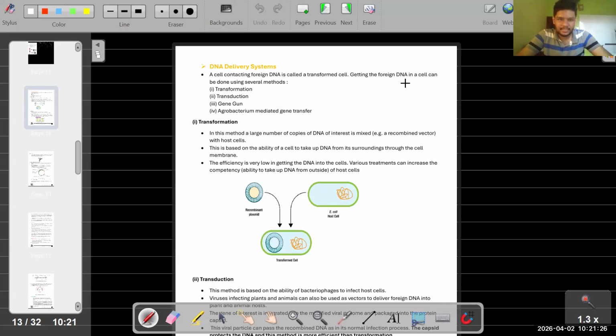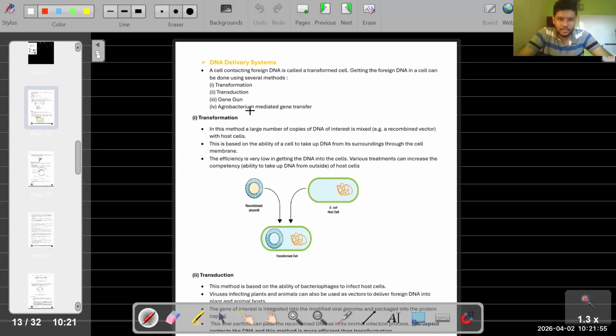Getting the foreign DNA into a cell can be done using several methods. The first one is transformation, then transduction, gene gun, and agrobacterium mediated gene transfer. So these are the four techniques by which we can transfer a foreign DNA into a host cell. Can you understand the concept? Yes, right? Okay, let's go to the transformation part.